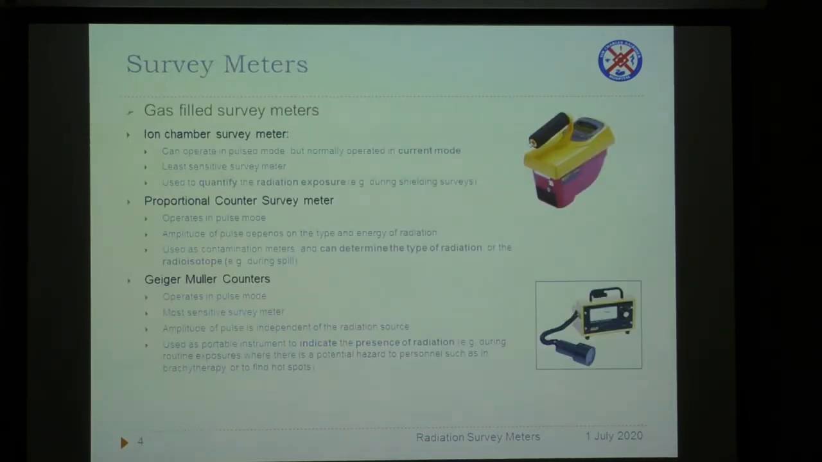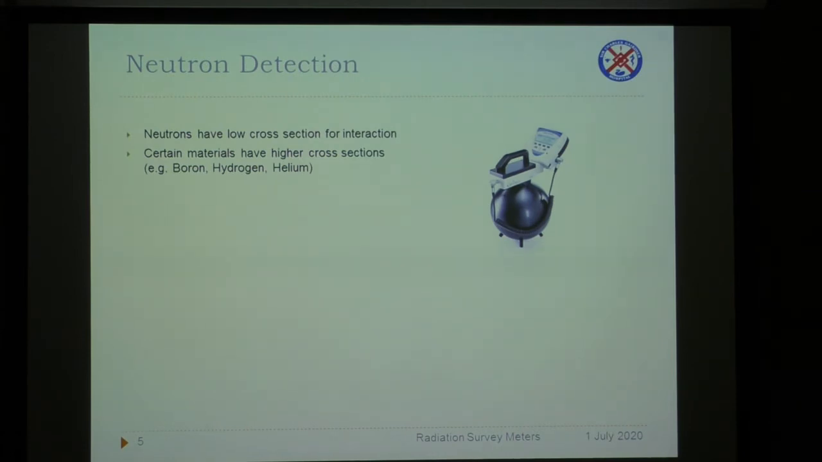And then of course, certain filters can be added to the end of it to discriminate radiation. So you can remove alpha and beta radiation and only measure gamma, or you can take the filters off to measure alpha and beta.